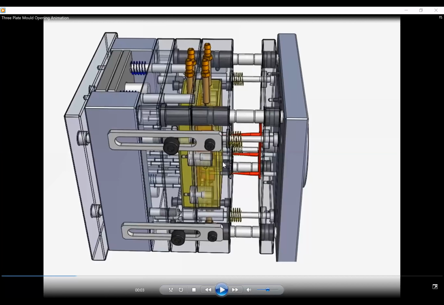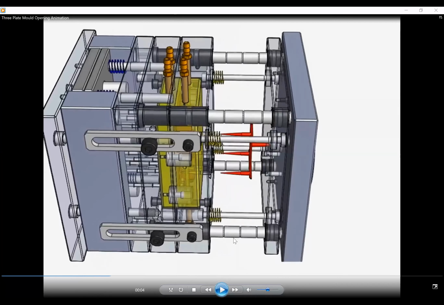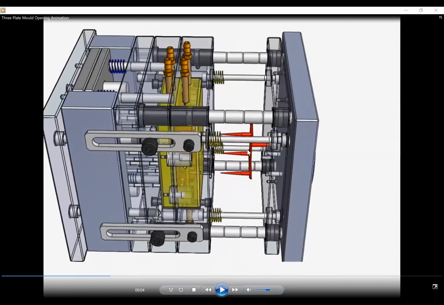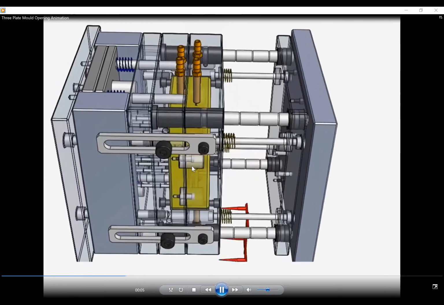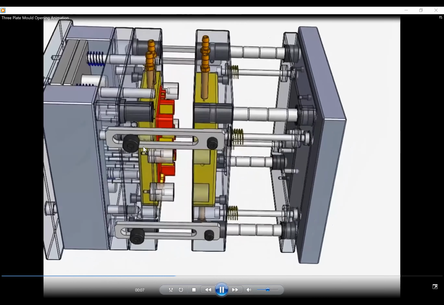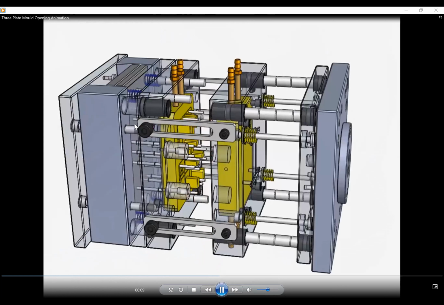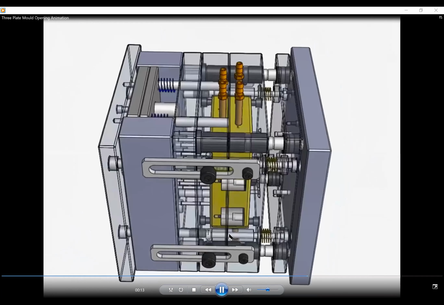To avoid that, we need to have multiple sprues, and that's what we are doing by using a 3-plate mold. First the waste material is removed from the system, and then the other part of the mold is opened, and then the ejector pins come into play, and the product gets out of the mold.